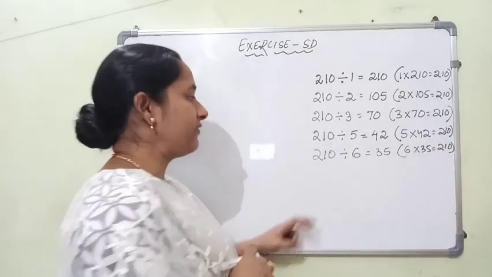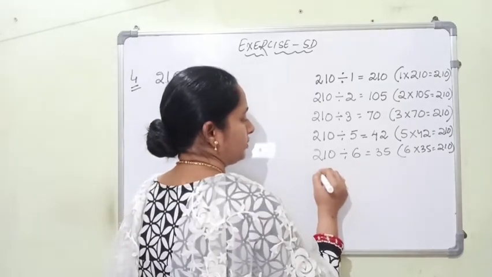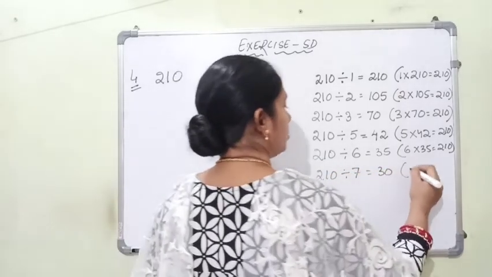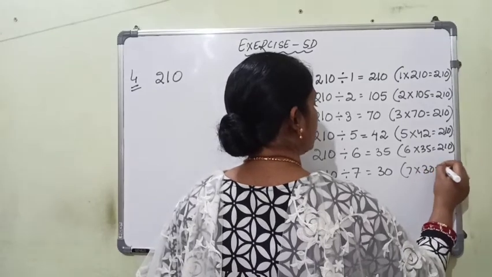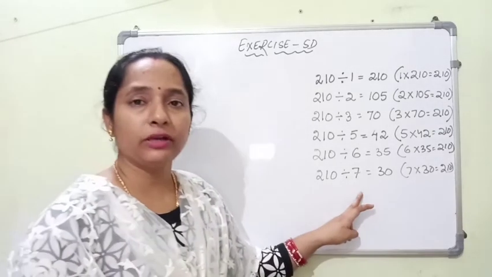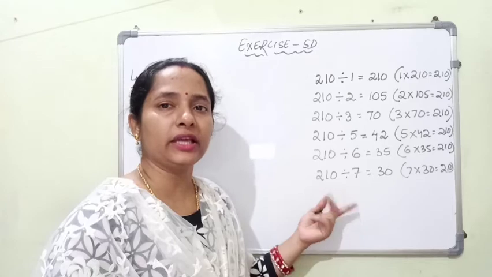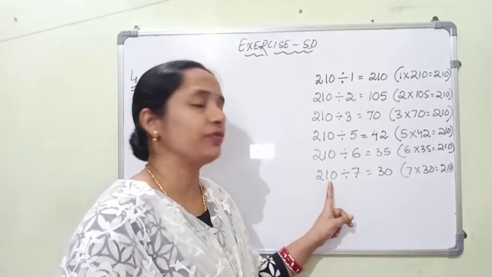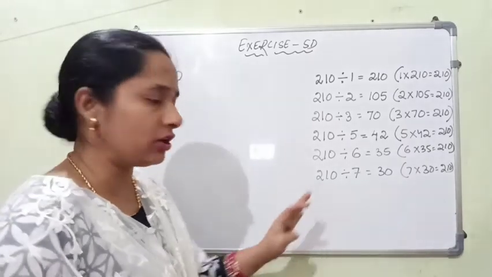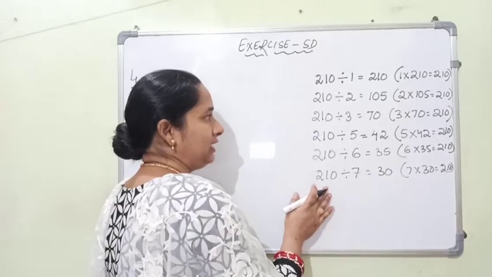Then go for 7. Can it be divisible by 7? Yes, it is divisible by 7. 210 can be divisible by 7 by giving 30 as the quotient. So 7 30s is 210. Right. Next number, can 210 be divisible by 9? If the sum of the digits is divisible by 9, then the number will be divisible by 9. So 2 plus 1 plus 0 is 3. Is 3 divisible by 9? No. So it cannot be divisible. Can it be divisible by 8? No, it cannot be divisible by 8.